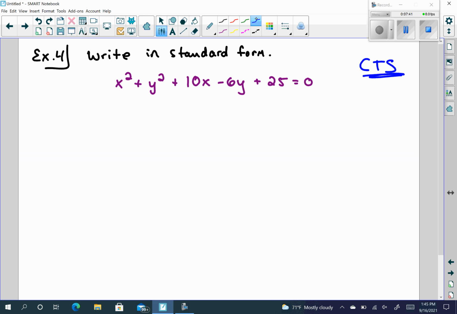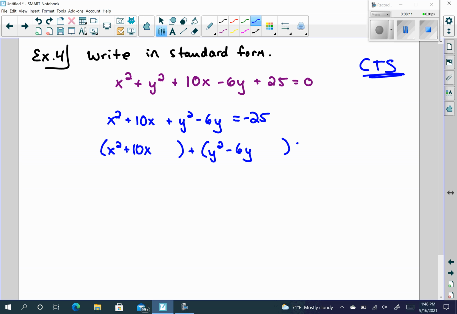All right, so what we want to start with is grouping our x terms together. So I want to keep the x squared plus the 10x together, and I want to put the y's together, plus y squared minus 6y, and then I want to move the constant to the other side, so it becomes a negative 25 over there. So now I'm going to create perfect square trinomials out of this. So in parentheses, I'm going to put x squared plus 10x, and I'm going to leave a little bit of space and end the parenthesis, plus the same thing here, y squared minus 6y, leave a little bit of room, and then put the equals negative 25 on the other side.